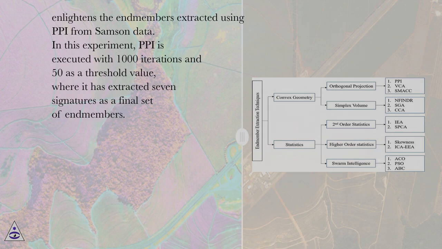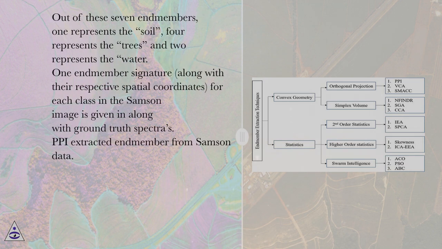In this experiment, PPI is executed with 1000 iterations and 50 as the threshold value, where it has extracted 7 signatures as the final set of end members. Out of these 7 end members, 1 represents the soil, 4 represent the trees and 2 represent the water. One end member signature, along with its respective spatial coordinates, for each class in the Samson image is given along with ground truth spectra. PPI extracted end members from Samson data.